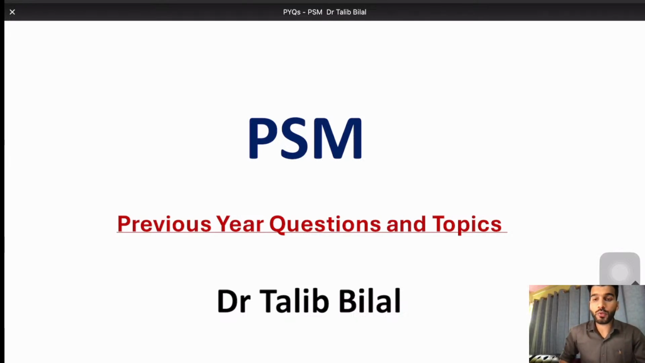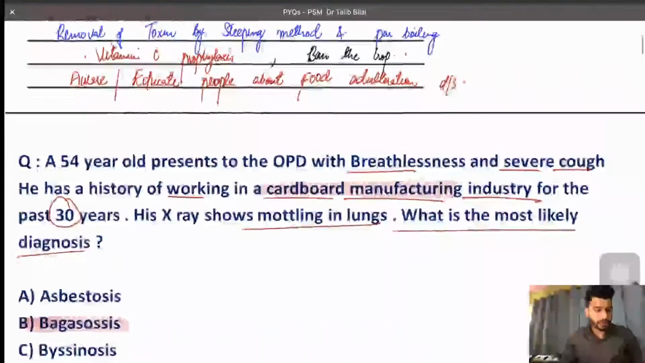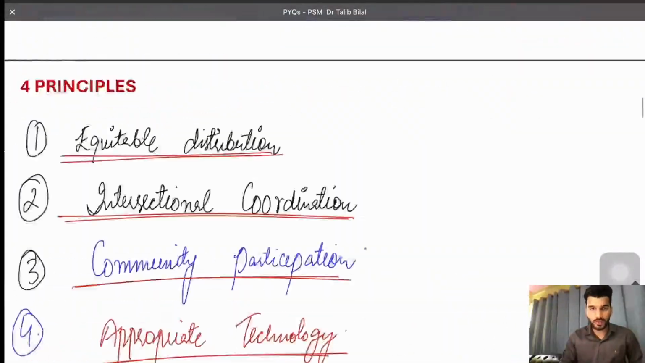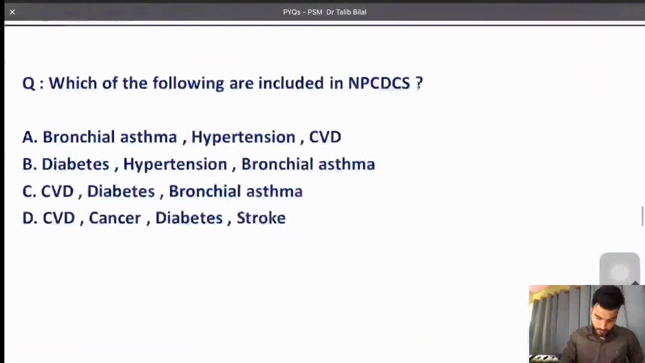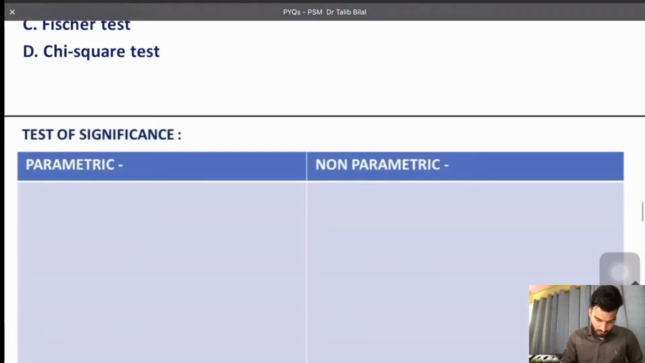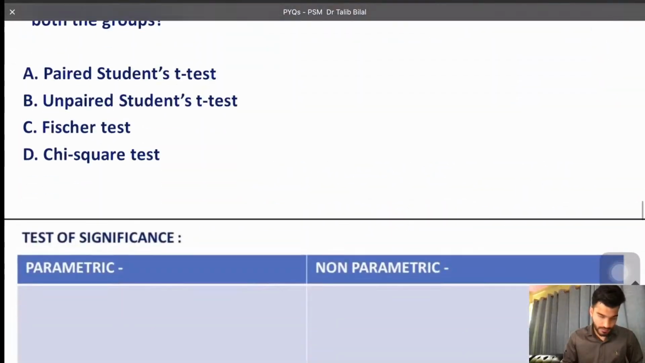Welcome to the session, part two of previous year questions and topics of PSM. We are done with part one yesterday. I hope you have revised this session as well, and if you have any doubts regarding the previous session, you can ask. Let's begin with part two of previous year questions. We are done till vitamins.